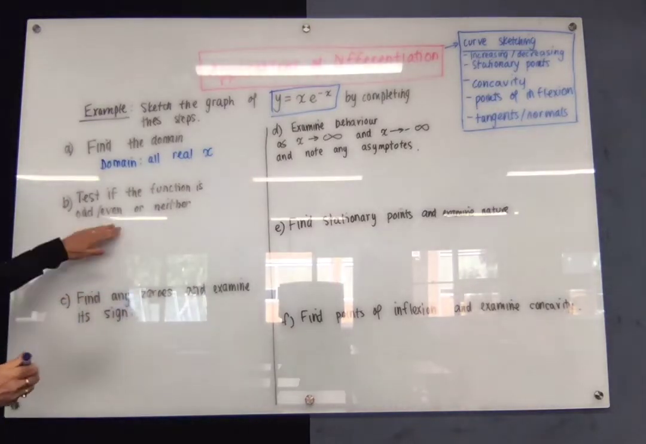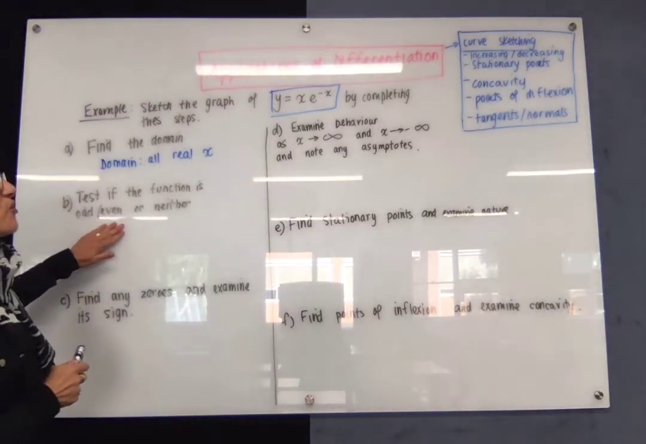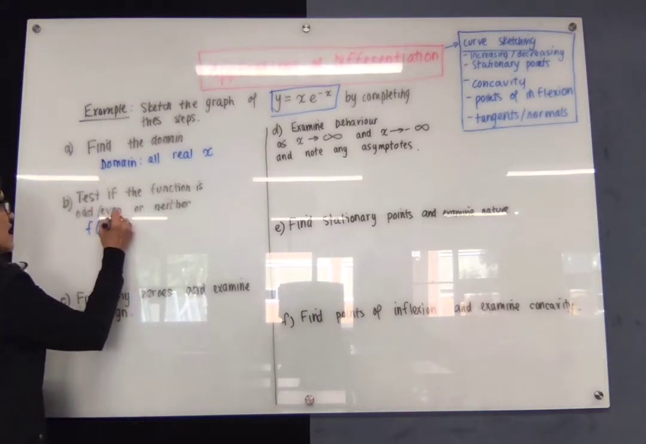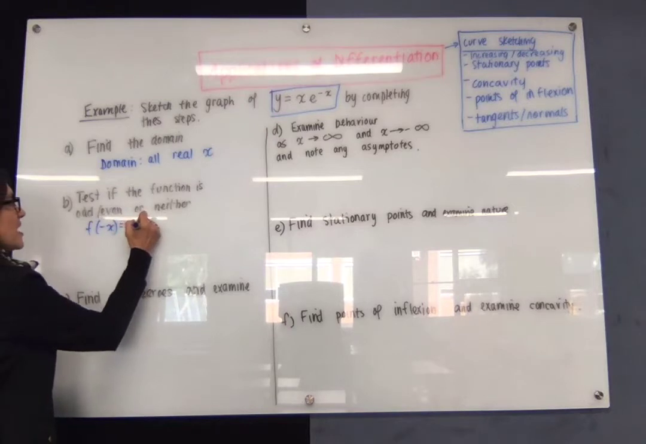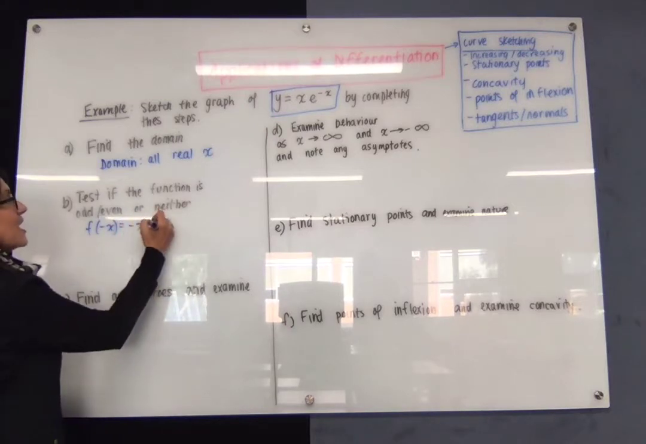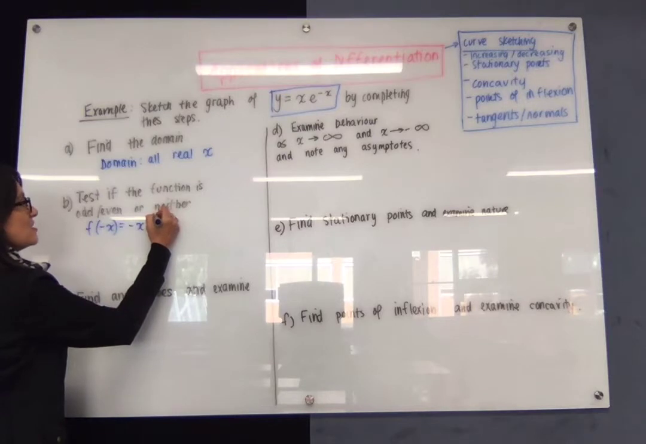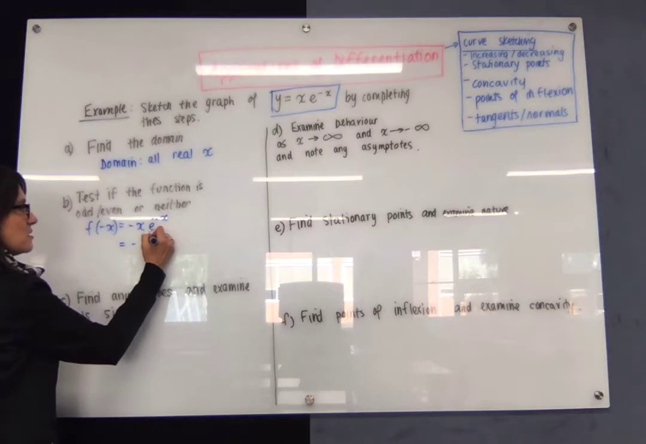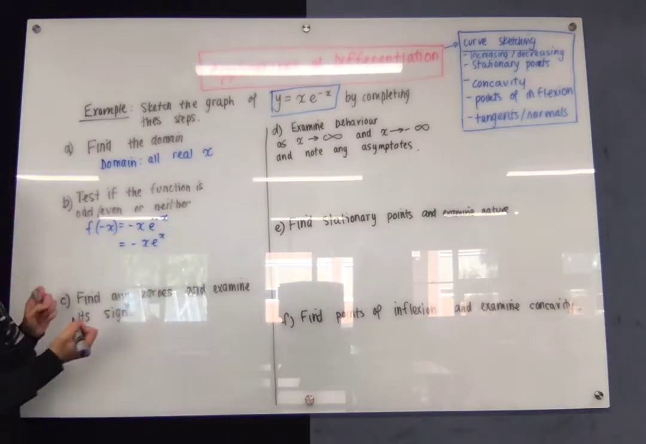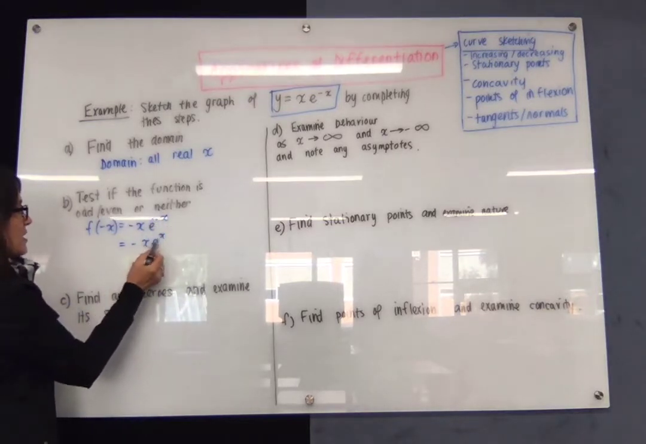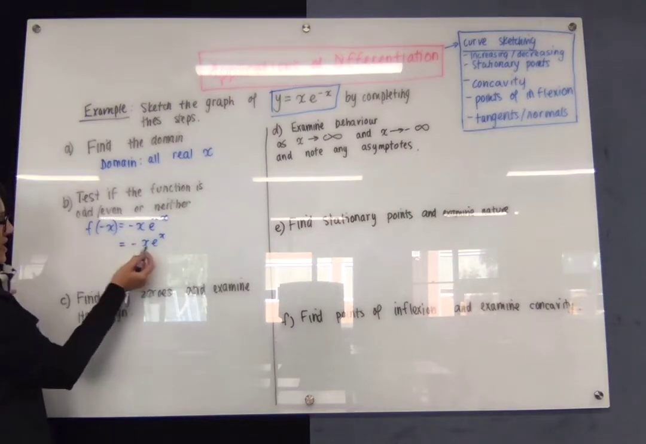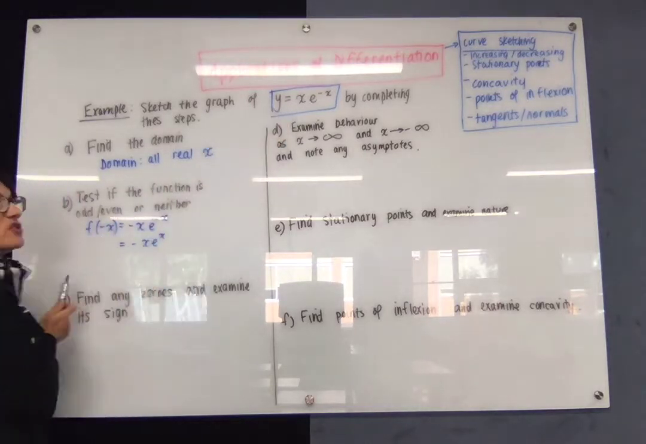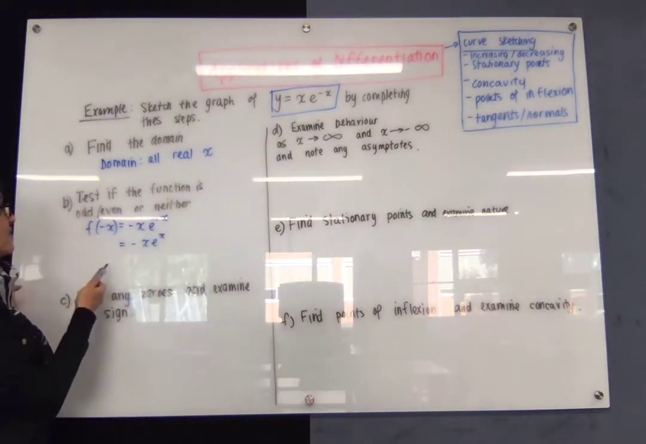Okay, so we need to then test, is this function an odd or an even function or neither? To do that, let's start by finding f of negative x. When we substitute negative x in place of x, we end up with negative x times e to the negative negative x, which is negative x times e to the power of positive x. Obviously this is not equal to f of x, our original function, so therefore it can't be an even function.